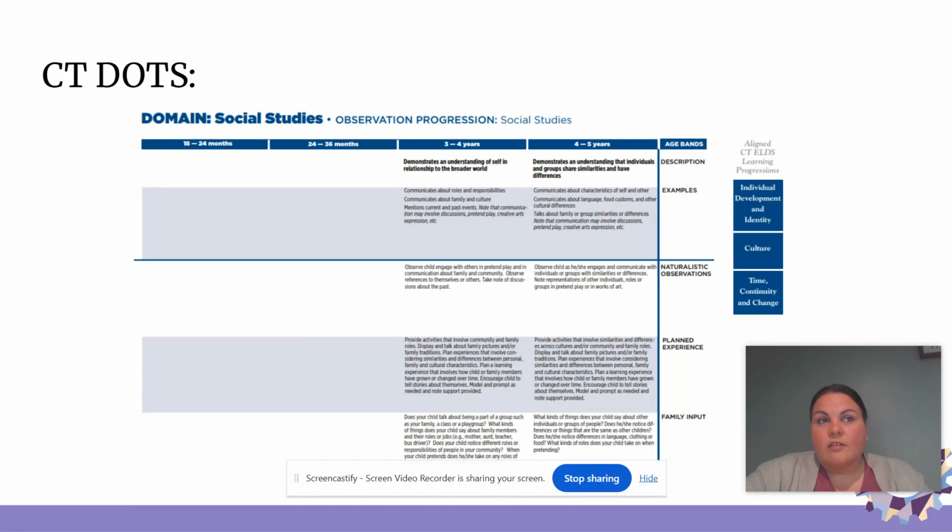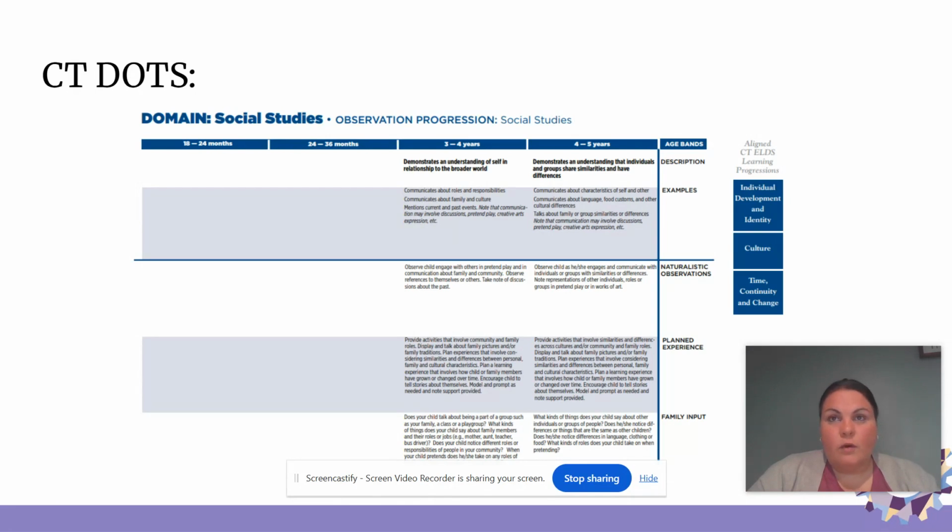The Connecticut DOTS supports ways to observe and assess young children on the topic of social studies. Here we see that ages 3 to 4, children are demonstrating an understanding of self as it relates to the broader world. What are their roles and responsibilities? Can they communicate about their family and culture? Do they talk about present and past events or experiences?